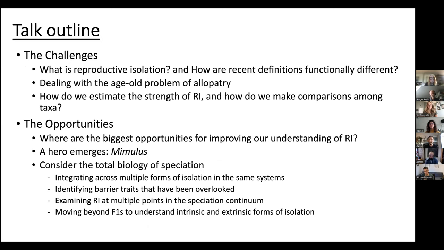My outline for the talk is that I want to talk about some of the challenges I see in measuring reproductive isolation, and how some of the recent definitions are a little bit different. I'm going to deal with the age-old problem of allopatry that many of us have trodden across when trying to decide what to do with isolation, and then talk a little bit about some of the past work we've done in trying to develop metrics for how we measure the strength of RI. From there, I want to focus on opportunities and where I think we can improve our understanding of reproductive isolation the most. I will use my favorite organism, Mimulus, the monkey flowers, and try to make a pitch for considering all of the biology of speciation in multiple forms of isolation in the same system, so we can try to integrate across forms of reproductive isolation and across taxa that maybe have been overlooked.